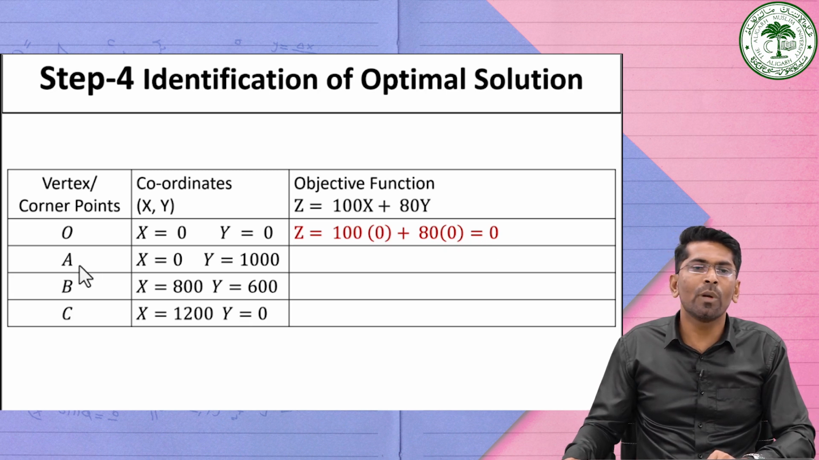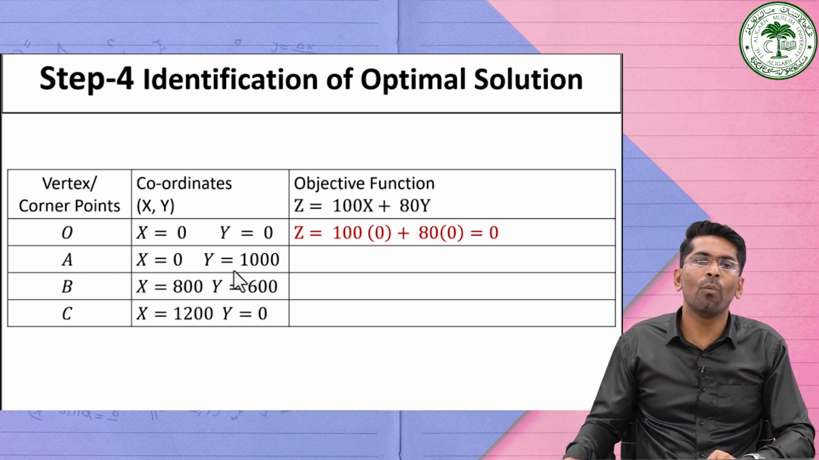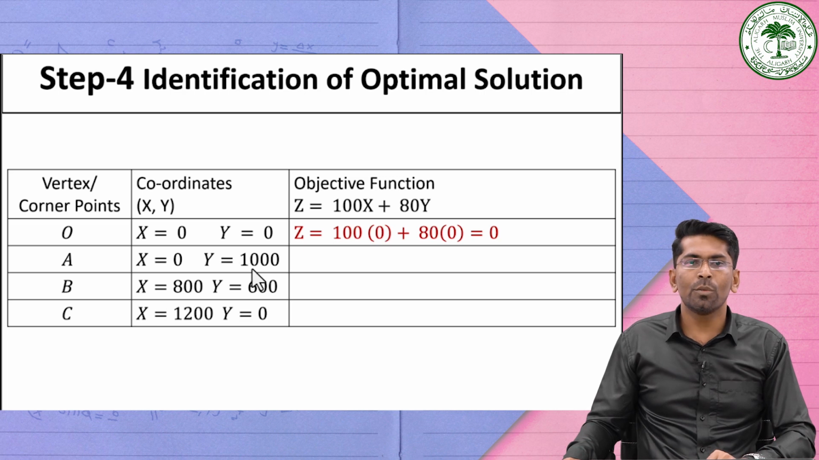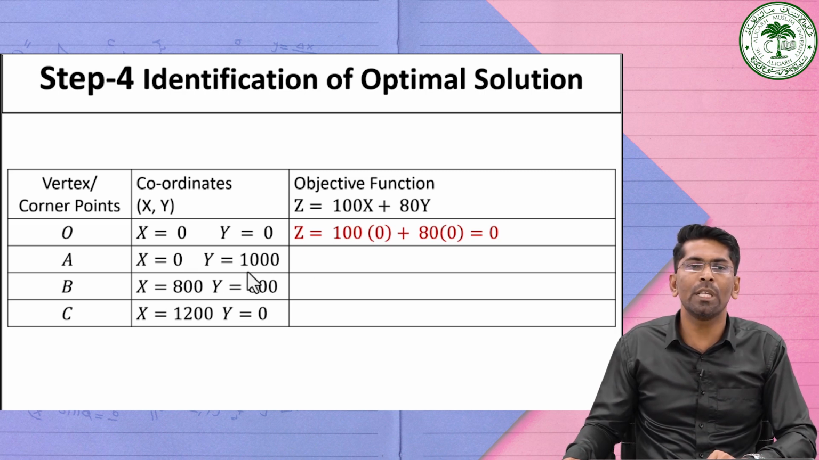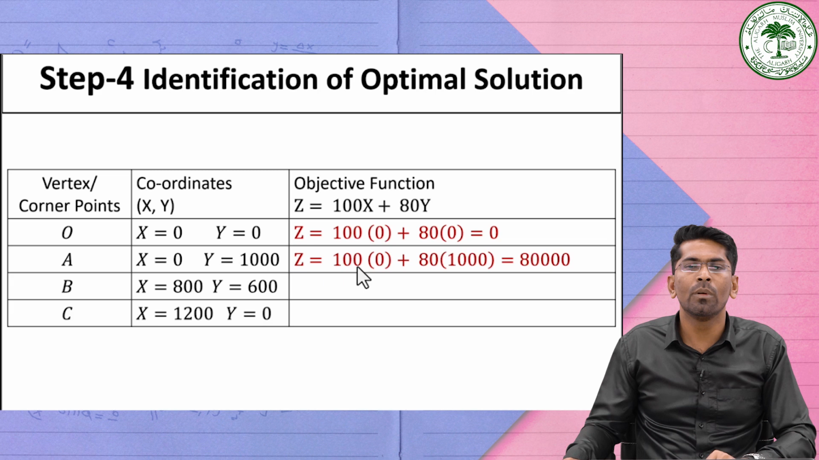Similarly, we are going to consider the vertex or corner point A, where x is equal to 0 and y is equal to 1000. Here I am going to substitute x is equal to 0 and y is equal to 1000 into the given objective function. Then z is equal to 100 into 0, because x is equal to 0 here, plus 80 into 1000, which is equal to 80,000. Profit is equal to 80,000 at corner point A.